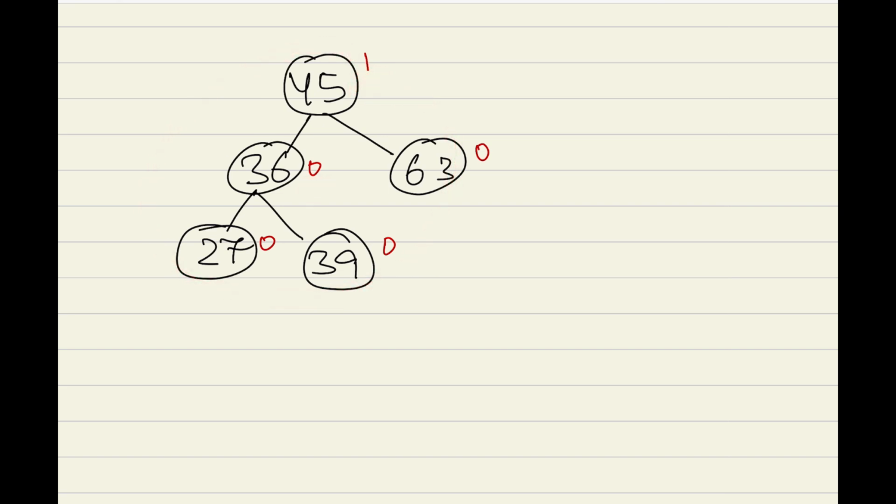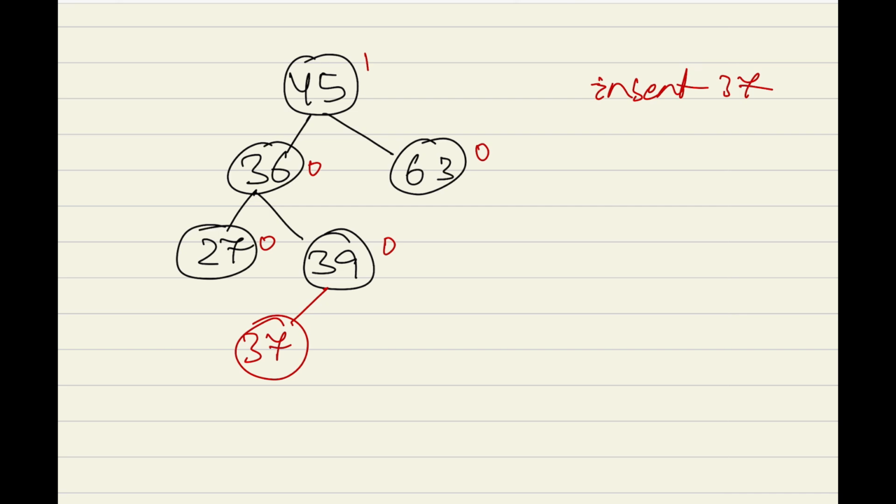Now if we want to insert 37 into this, compare 37 with the root. So 37 is smaller, move to the left. So we encounter 36, 37 is larger, move to the right. Then we encounter 39, 37 is smaller, so move to the left. So here we have to insert 37.